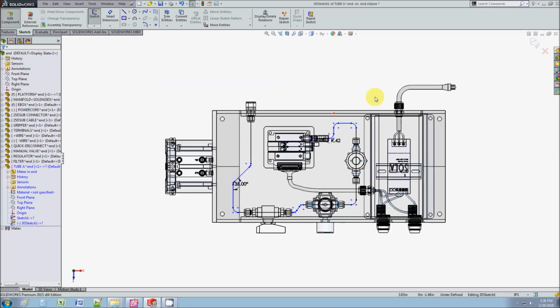Now that we've completed the sketch, I'm going to exit out of that, and I'm going to select both. Here's the profile.